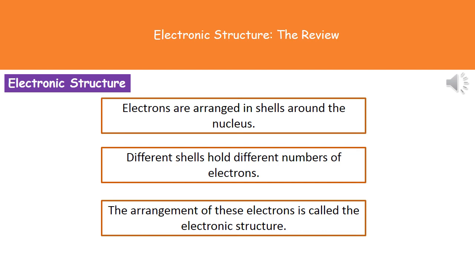Now once we look at the periodic table, one of the things that we work out is the number of electrons present in each of those different elements. And we need to understand that the arrangement of these electrons is quite a specific pattern. What we have around the nucleus of our atom are the electrons all arranged in these shells, and the different shells can hold different numbers of electrons. So once we've put all our electrons into these different shells, the arrangement of them is referred to as the electronic structure.